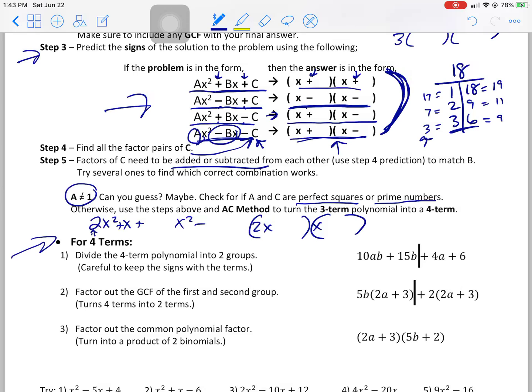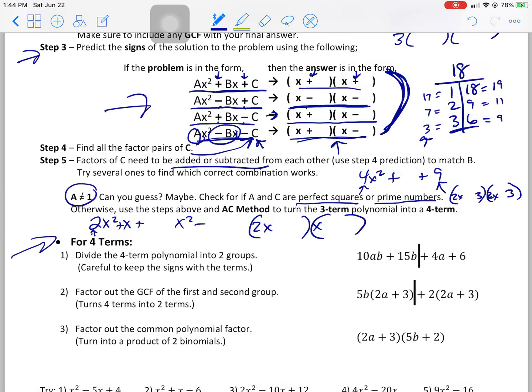Versus if you had a 6, you wouldn't know if it was a 1 and a 6 or a 2 and a 3. Whereas a prime number, it'd just be that number and 1. So those are easy. And then the perfect squares, if you had 4x squared on one side plus something plus 9, let's say, and that was a perfect square and that was a perfect square, then you know you can start out your answer with the roots, okay? And then whatever the middle number is. So you can still guess and check your way to those.